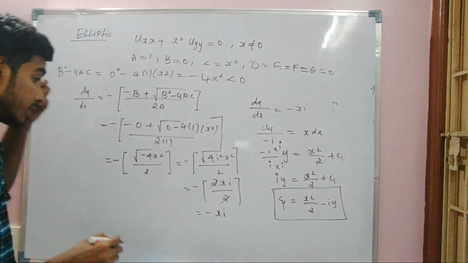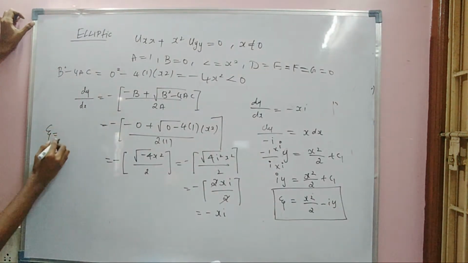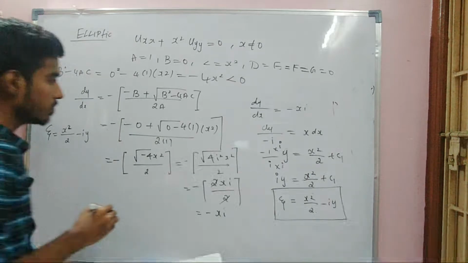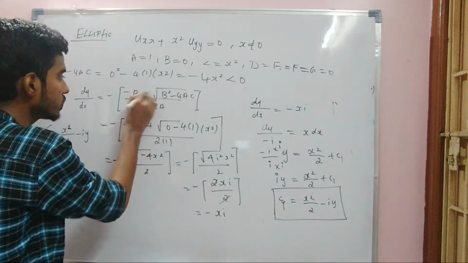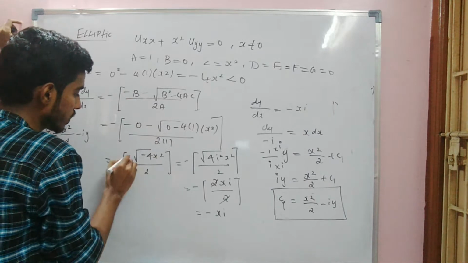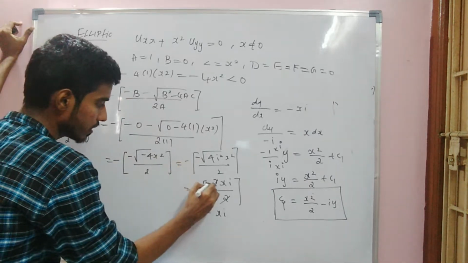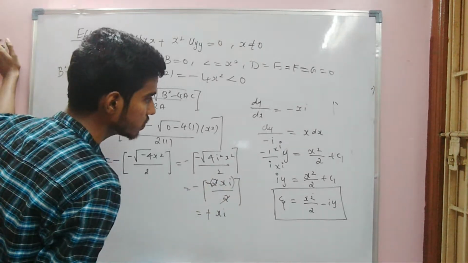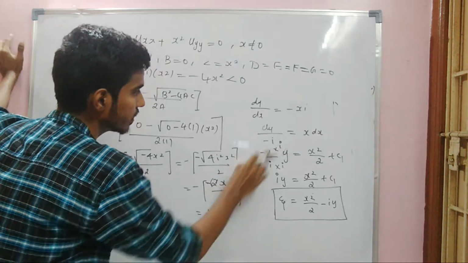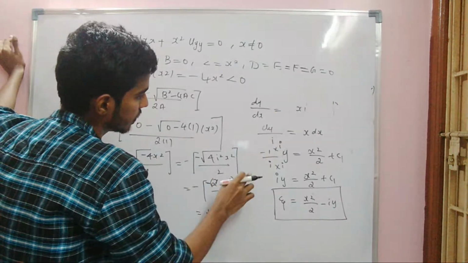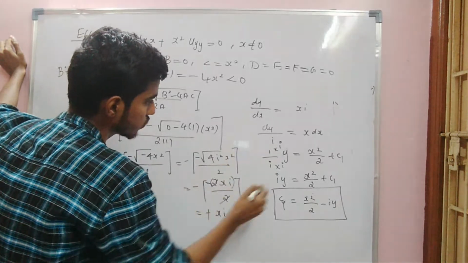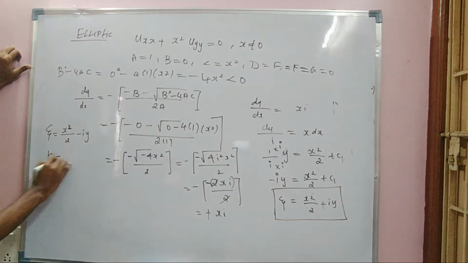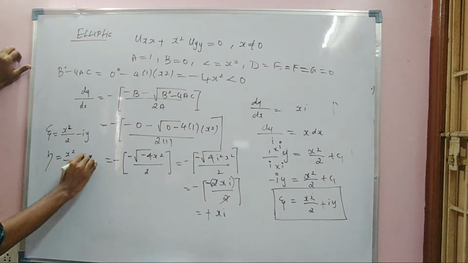Now you have to find eta, right? So theta is x square by 2 minus iy. So what will be my eta? So here we have minus, and here we have minus. So this will be plus xy. So when it is plus xy, we will have plus xi. So there will be no minus, and again there will be no minus. So here we are going to have minus iy, so here we are going to have plus iy. So our eta will be x square by 2 plus iy.